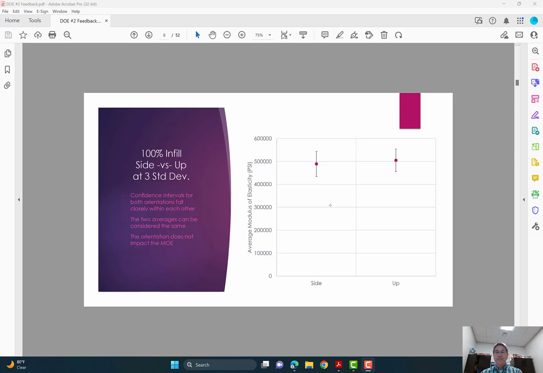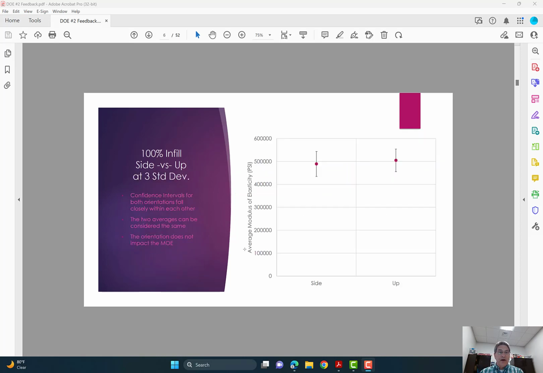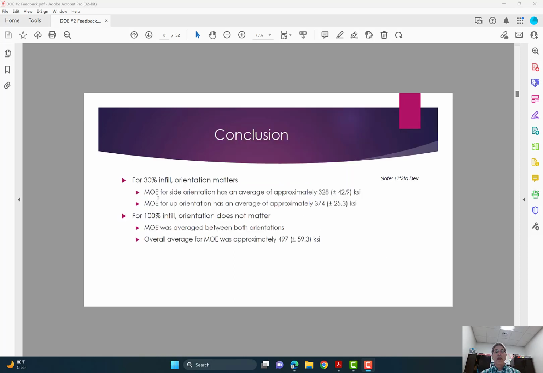Then she says 100, and there's no evidence that they're not the same, so they can be combined. She said we're going to do the confidence interval just to show, and so here that is in the conclusions, and then she hits with the conclusion. And notice in telling her story, she said that for 30% orientation matters. So she presented a modulus for 30 side, for 30 up, and for 100 it didn't, so she just presented one. Now, it's important. What were we trying to do? We were trying to determine the modulus. So that's the bottom line results that you want to give.